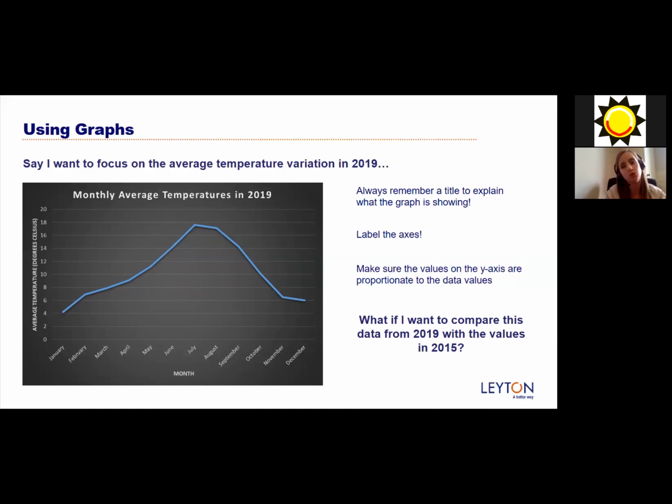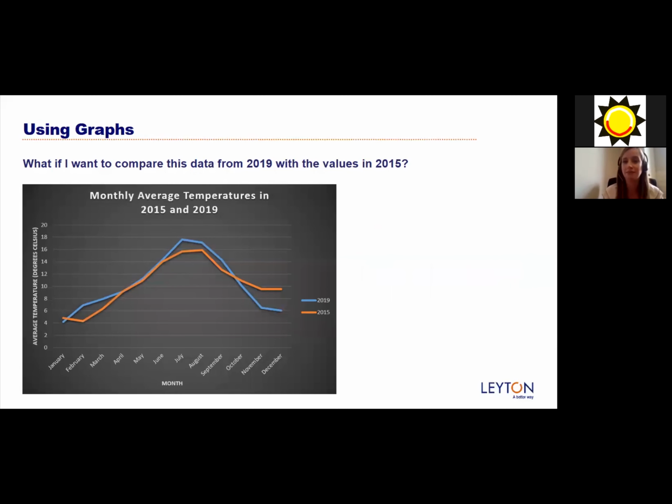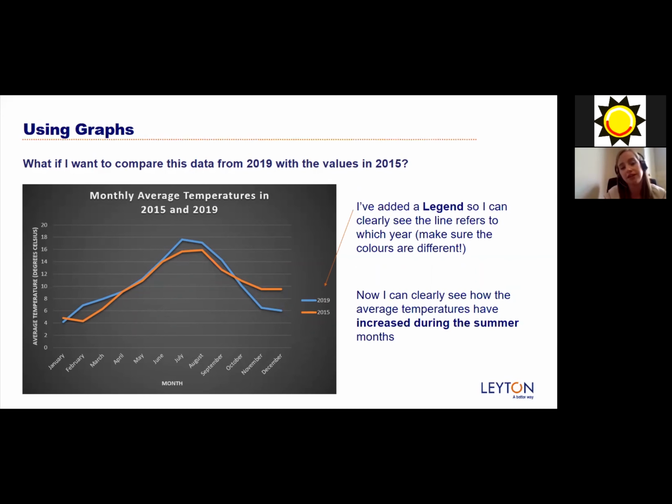Now I've got the data for 2019. What if I want to see what's happened in the 4-year period since 2015? Quite simply, I can just add an additional line on using a different color and using a legend to show which line refers to which year. And from this, I can get some information from it.